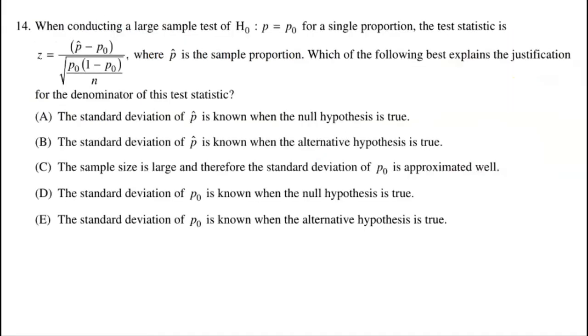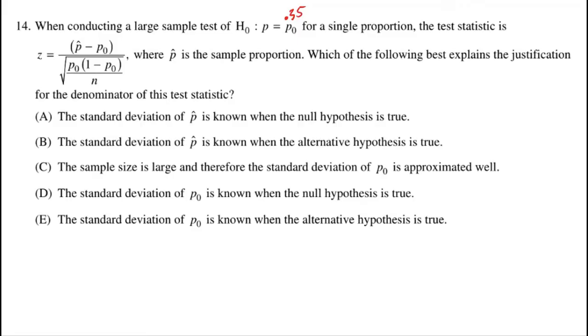All right, in this first problem, it says when conducting a large sample test with a null hypothesis that P equals a population proportion, let's just make something up there. Let's just say that it equals 35%. P equals 35%. That'd be our null proportion, right? Now, the test statistic is given by Z equals our sample proportion P hat minus that null proportion from the null hypothesis, divided by the square root of P sub 0 times 1 minus P sub 0, all divided by N, where P hat is the sample proportion.